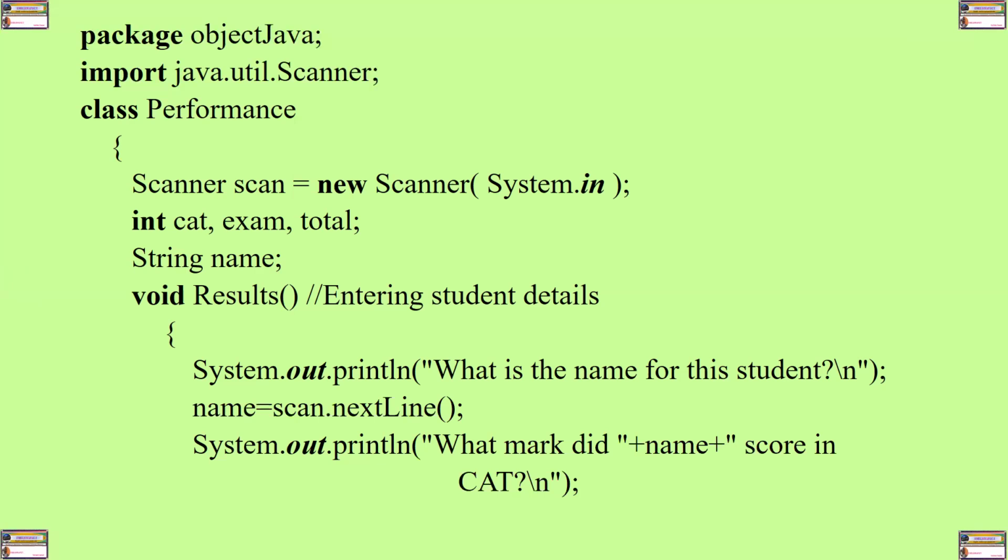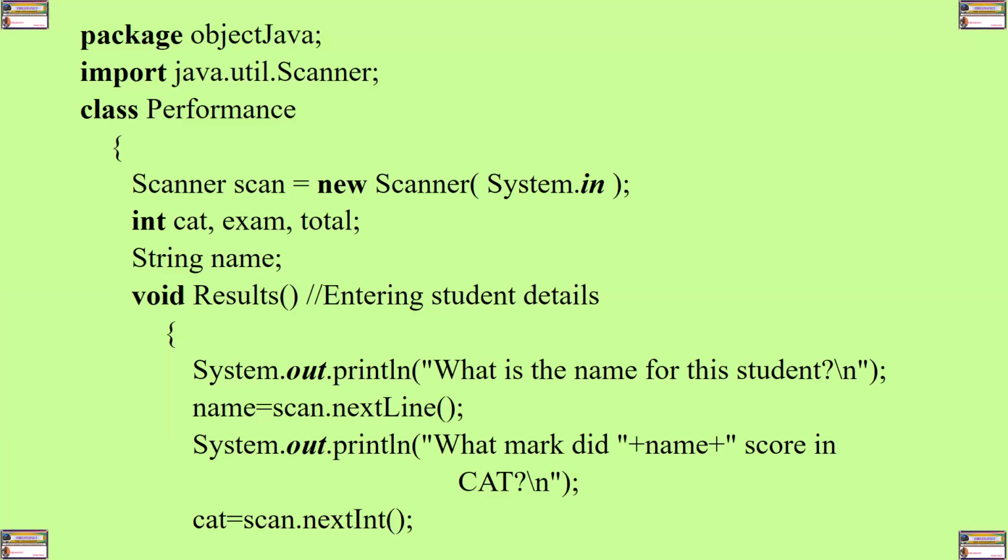The next is to ask the user to enter the mark for this student. So the text that will be displayed on the screen is what the mark did, followed by the student's name, score in cat. So this statement will simply display, or the processor will display, the message what the mark did. Then it is going to look for the content of the variable called name, read it and display it at this point, followed by the text score in cat.